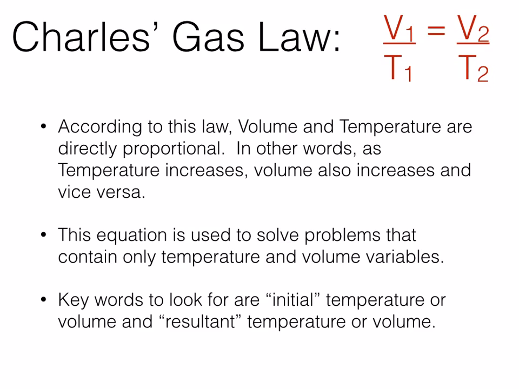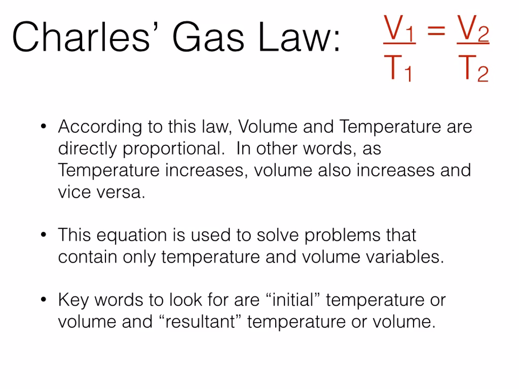When we're trying to solve problems, we're going to be using this equation, V1 divided by T1 equals V2 divided by T2, especially when we're dealing with problems that have only two variables, temperature and volume. And again, like Boyle's Law, we want to look for keywords such as initial temperature or volume, or resultant temperature and resultant volume.